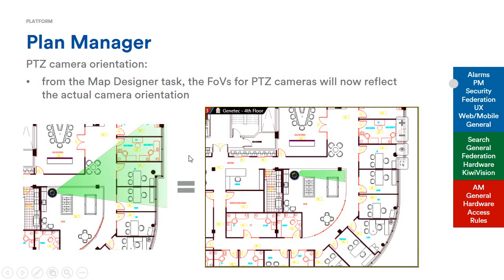So if the PTZ is feeding coordinates back to Security Center and it does know the orientation of the PTZ camera, then it will be represented in the config tool in the map designer task. So I'm looking at my map designer right here, and I can see my PTZ is pointing this way, and then when I look in the actual tile, indeed that is exactly what it's doing. So nice little visual representation, and that will help set up PTZs on your map a little bit easier.